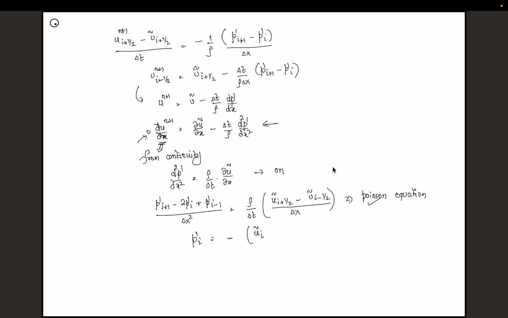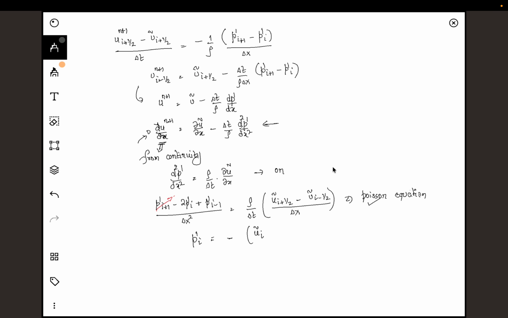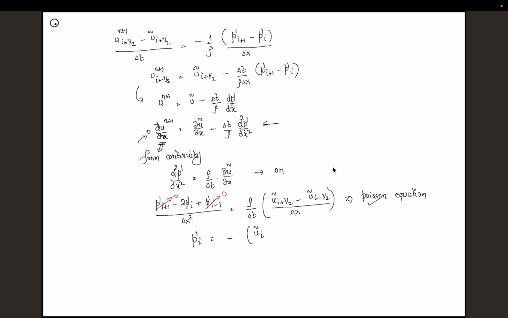So essentially, I'm making these two terms 0, or assuming these terms as 0. So that will reduce my problem, and we are going to have delta x by, delta t by rho delta x.